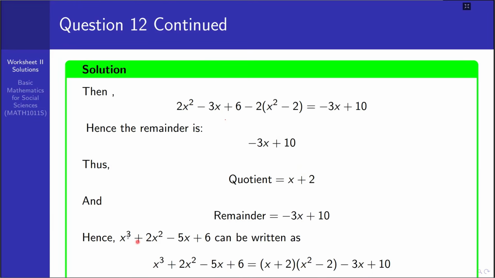Therefore, the dividend of the given fraction, x cubed plus 2x squared minus 5x plus 6, can be expressed using the polynomial division algorithm. That means x cubed plus 2x squared minus 5x plus 6 is equal to x plus 2, the quotient polynomial, times the divisor x squared minus 2, plus the remainder minus 3x plus 10. Therefore, this is the process.